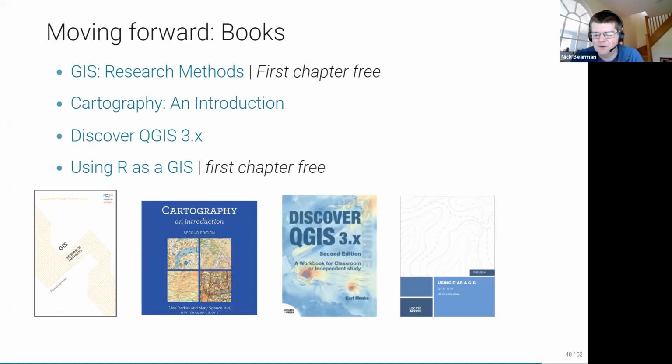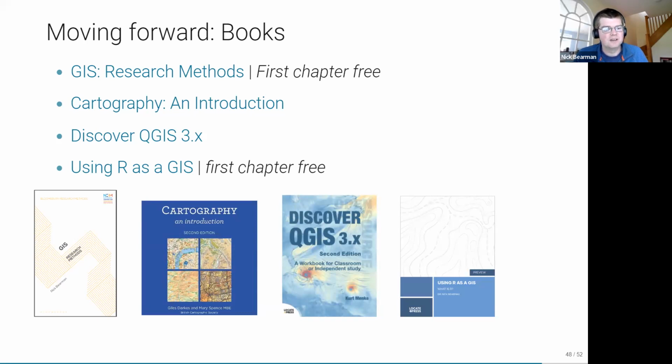So where do we go from now? I was going to share some links to resources that you might find useful. If you like books and you're a book person in terms of learning, there's a lot of stuff out there. There's a book that I wrote called GIS Research Methods, an overview of GIS and how we apply it, part of the NCRM Research Methods series. The first chapter is available for free. There's a link on there. If you're interested in the cartography side, I'd really recommend this one from the British Cartographic Society, Cartography: An Introduction. They give very good examples of different cartographic styles and what works and what doesn't.